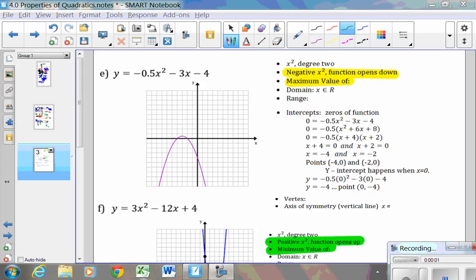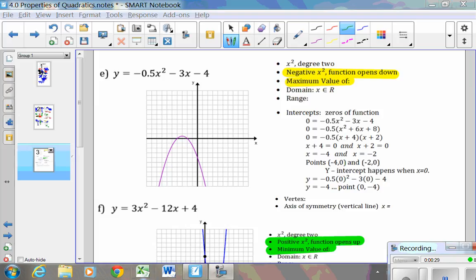This is example E of our properties lesson. So we want to be able to again look at our graphs and, based on using our skills, figure out where we have our maximum or minimum points, why it is a maximum or a minimum, where our vertex is, where the zeros of the function are, and where the y-intercept is.